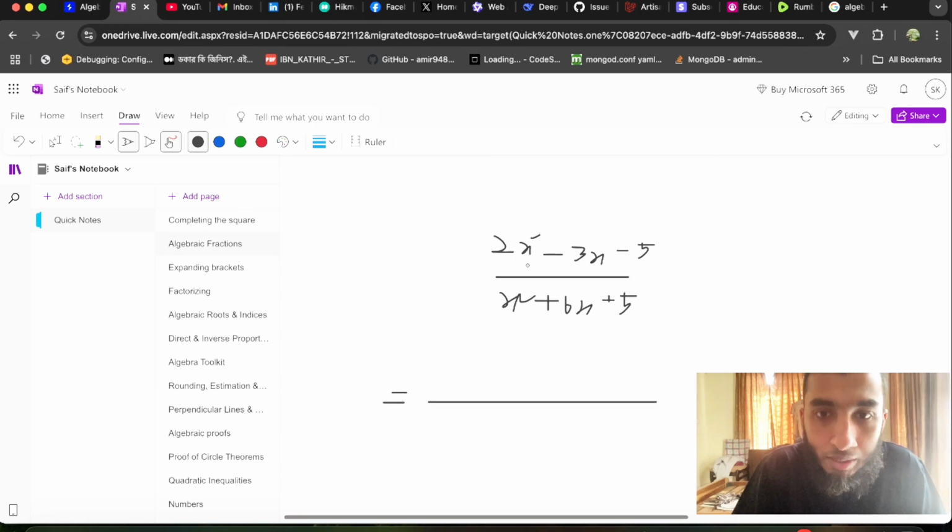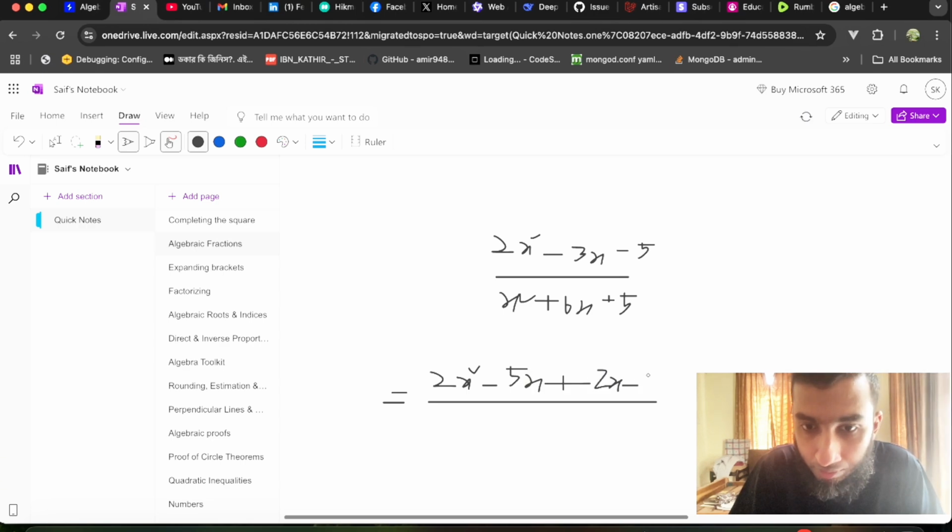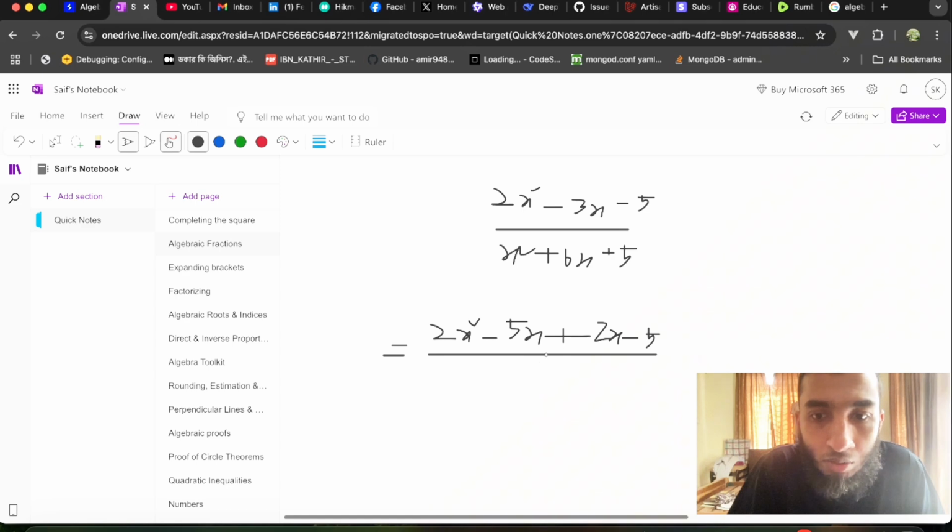So if I use the middle term, minus 5 multiplied by 2 is minus 10. So I can write 10 as what? I can use 5 and 2, because 5 and 2 can give the result minus 3x. So I can write twice x square minus 5x plus twice x minus 5. Or I can write twice x square plus twice x minus 5x minus 5. Okay, so for the denominator, because 5 multiplied by 1 is 5, I can write 5 as 5 and 1. So x square plus 5x plus x plus 5.